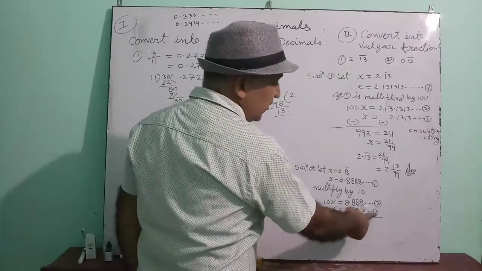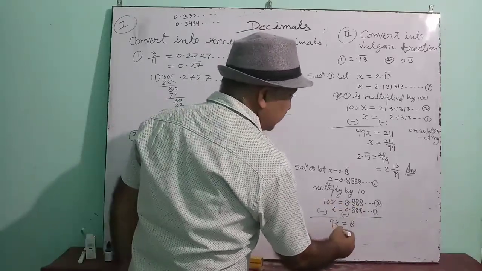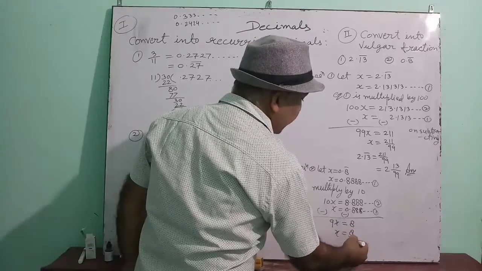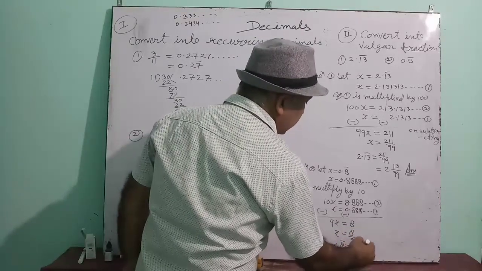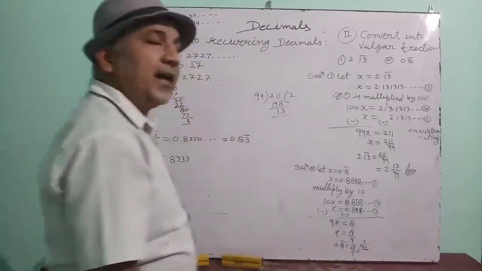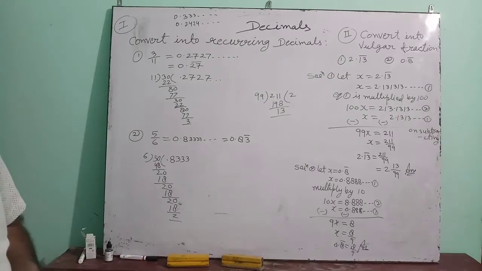Because after the decimal all the terms are 0. 8 minus 8, 0. 8 minus 8, 0. That means x is equal to 8 by 9, meaning 0.8 bar is equal to 8 by 9. Okay. Now pause the video and note down these questions.